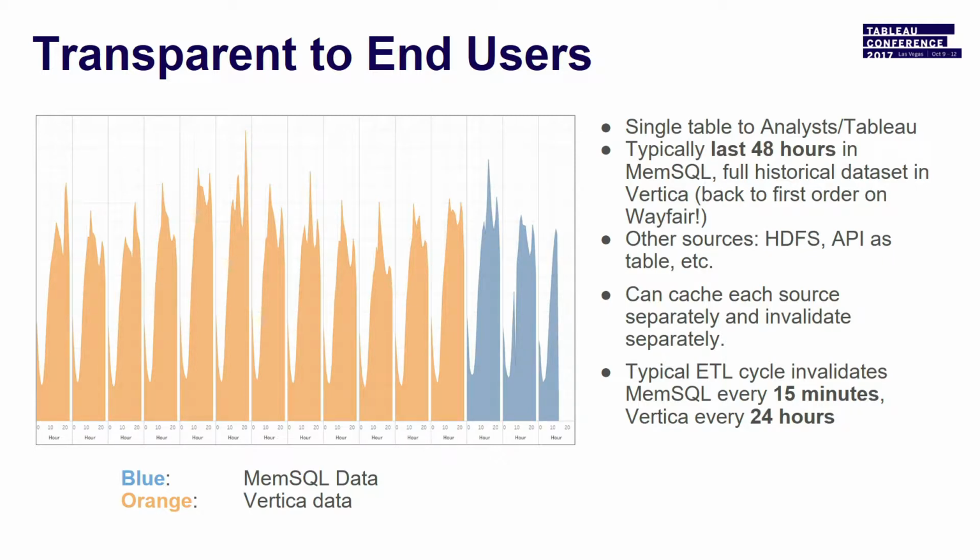And most importantly, since providing the historical context is the expensive query, whereas the recent data that's in memory is very fast, we can cache those separately.